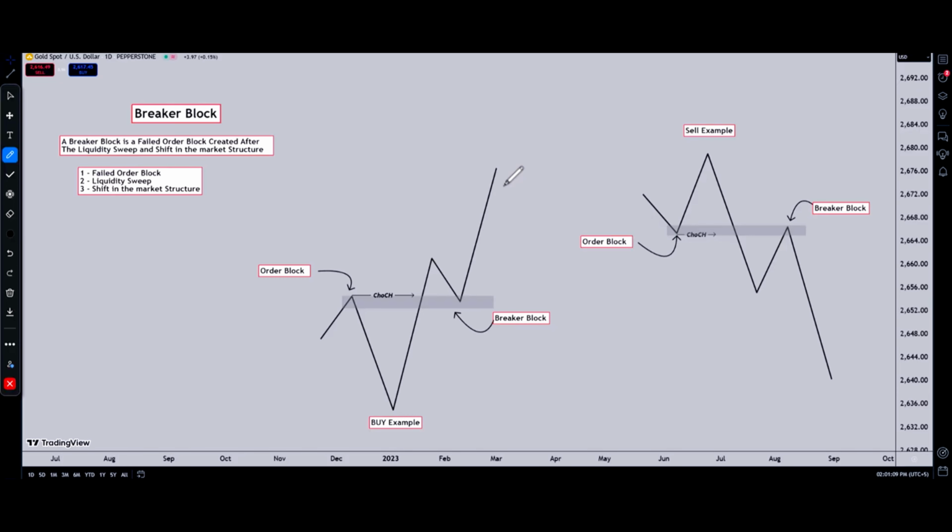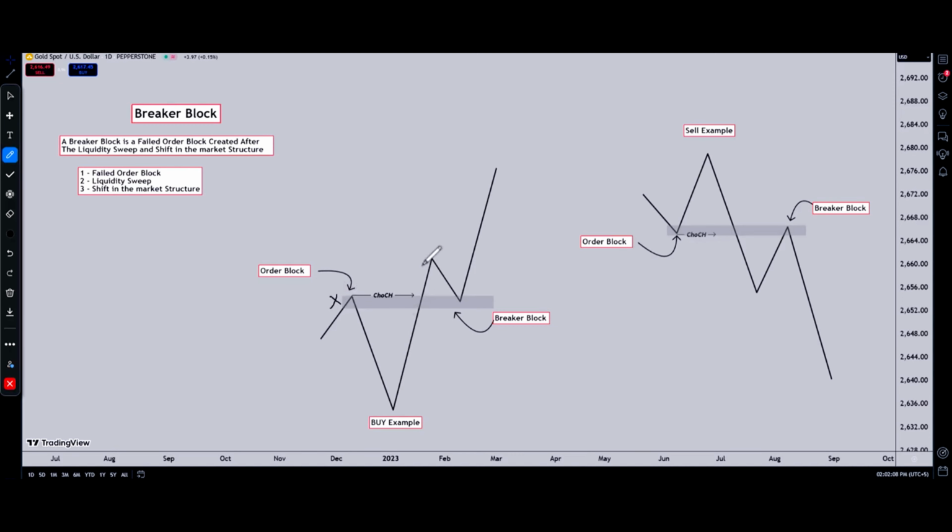A breaker block is formed when an order block fails. If the market is in a selling trend and it doesn't respect the selling order block, meaning it aggressively breaks through it and moves upward, then when the market comes back to test that area, the failed order block area acts as a breaker block. However, there are three key rules for this. Rule 1. An order block must fail. When an order block fails, it converts into a breaker block.